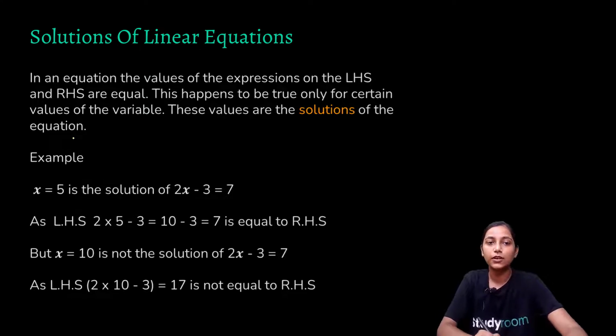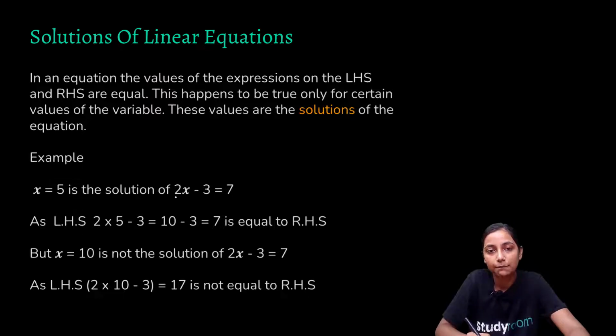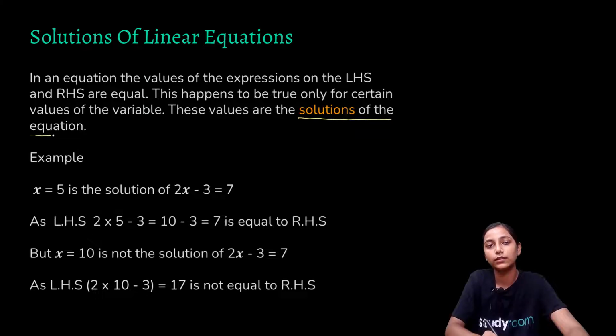of the equations. So take for an example 2x minus 3 equal to 7. This is actually a linear equation in one variable, and these two sides, the left hand side and the right hand side, are going to be equal only for certain values of the variable. And if we find these values of the variable that make both the sides equal, then such values of the variable are known as the solutions of the equation. So this is what is known as the solutions of linear equations.